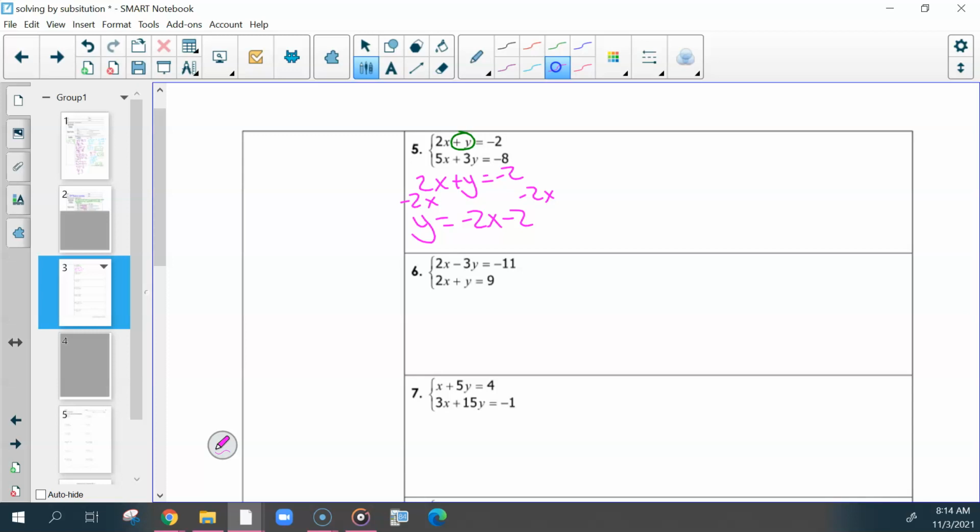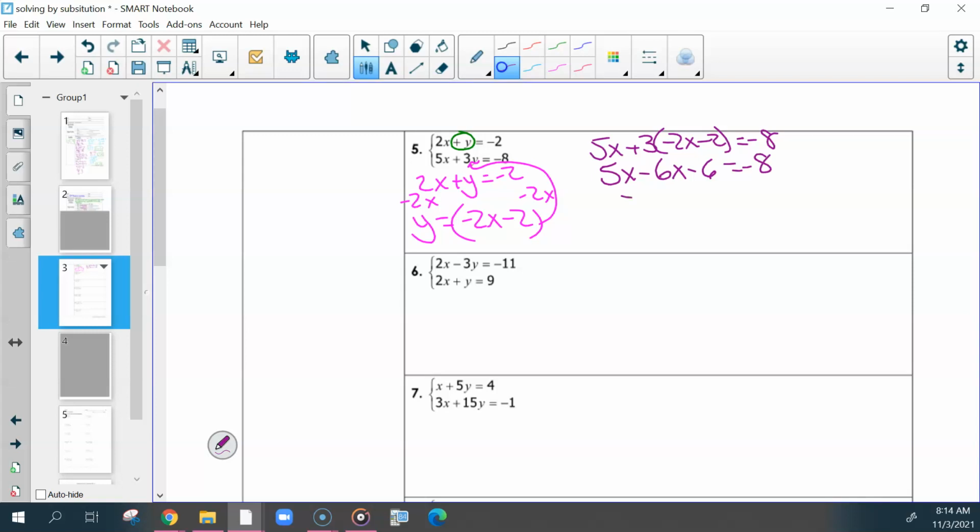We're going to put this equation into the other one where y is. So that would look something like 5x plus 3 times negative 2x minus 2 equals negative 2. So in problems like this, there's an additional step. But after you do that additional step, everything else is the same. This becomes negative 6x minus 6.